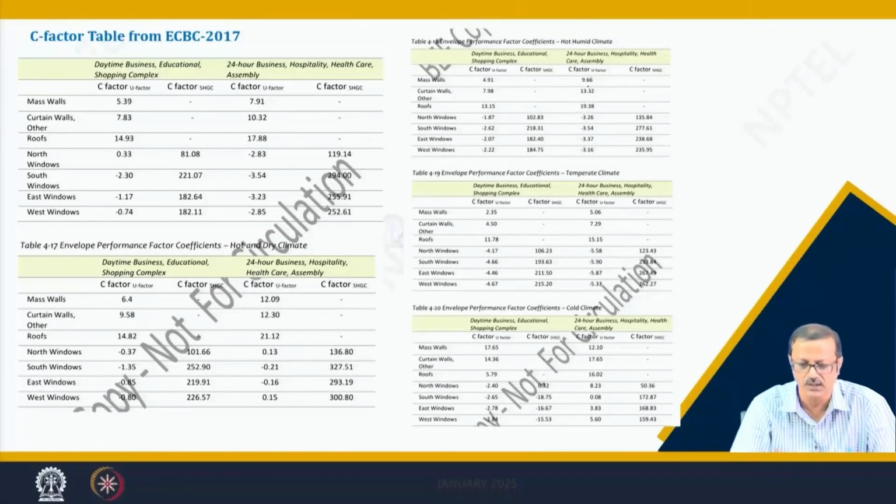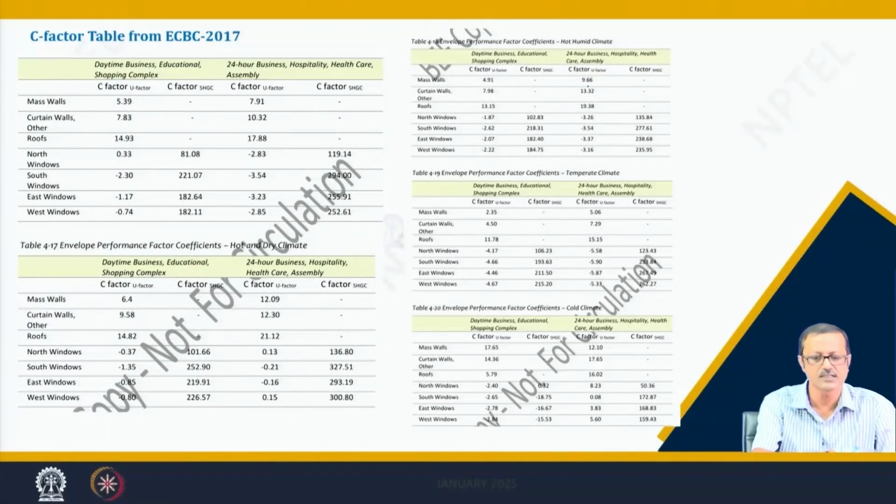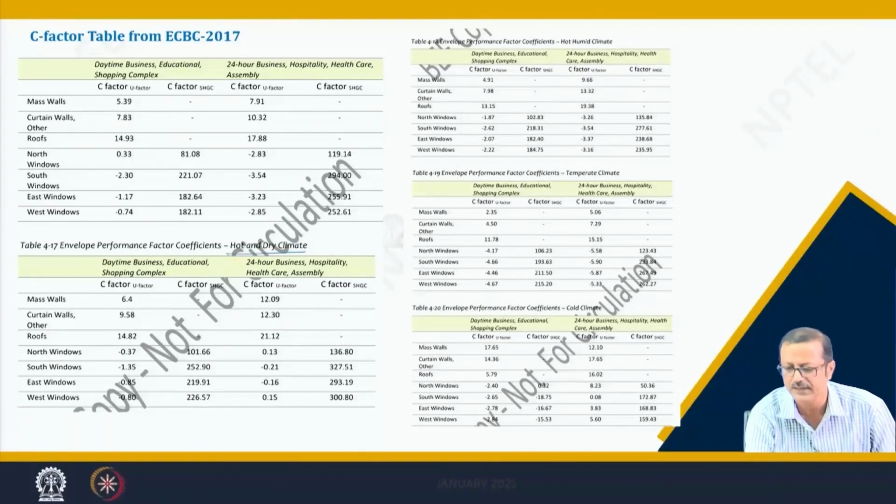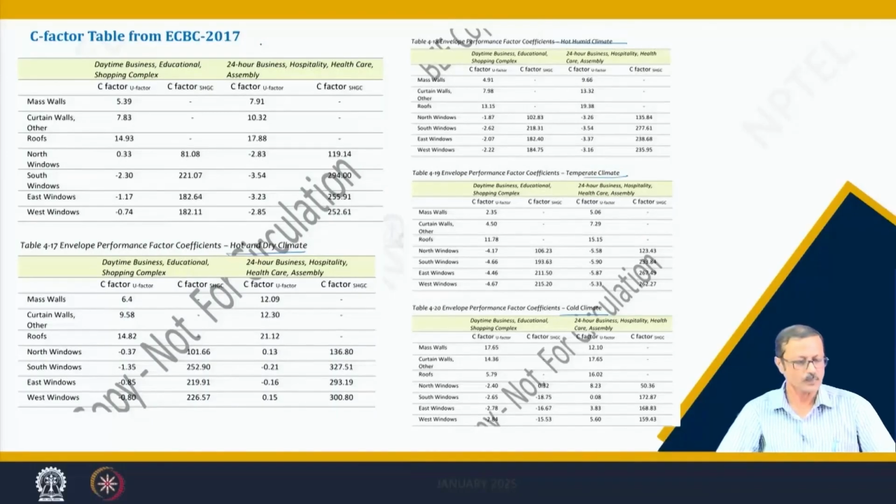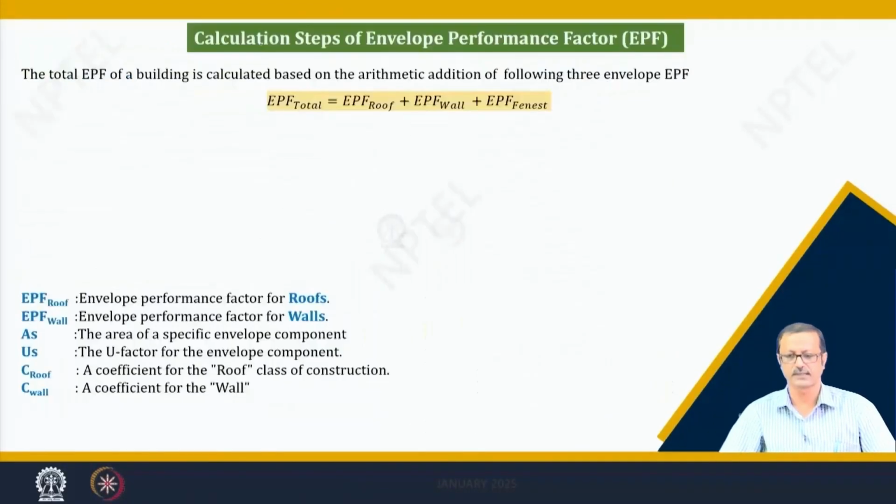See, there are 5 such tables. The first table is probably for some climatic zone that was probably cropped. The second one, you see, is written as hot and dry climatic zone. So, this is for temperate climatic zone, this is for cold climatic zone, this is for hot and humid. So, this is definitely for the composite climatic zone. Those are the C factors, and we will see how they will be taken into account.